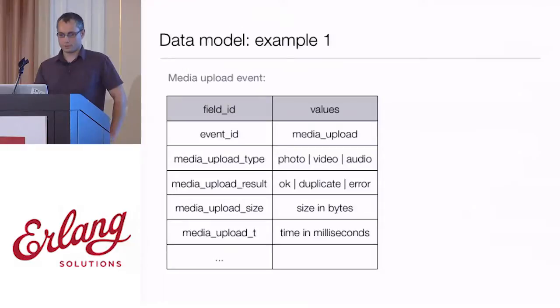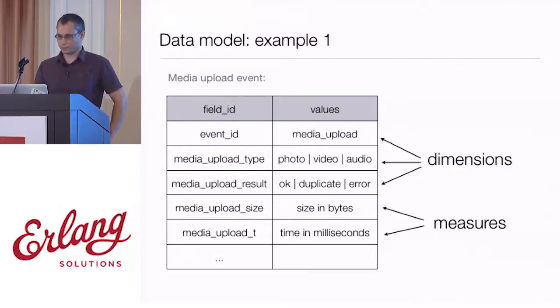So here's an example of a typical event that we log through the system. We have fields like event ID, which in this example corresponds to media upload. Then media upload type, which could be one of photo, video, audio. Then media upload result, which can be OK, duplicate, or error. And then we have two measurements, the media upload size and the media upload time in milliseconds.